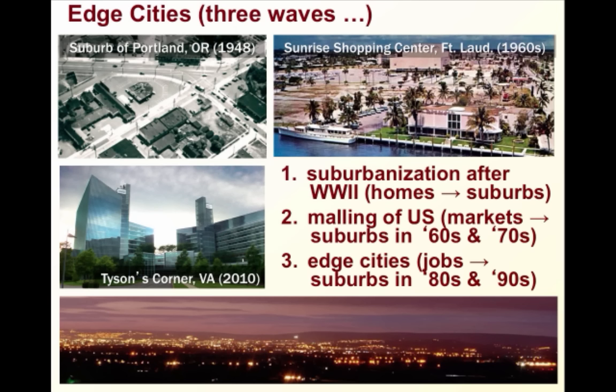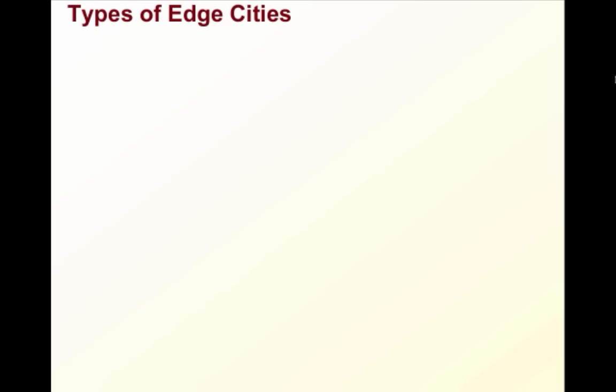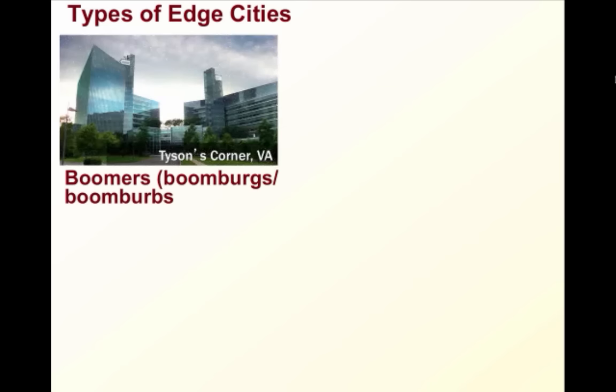When you started to move more towards tertiary activities, away from more secondary, edge cities became much more viable. Tertiary jobs can be located in many more places than secondary or certainly primary. And of course, this was taking place in the 1980s and 1990s. And to conclude, there are three different types of edge cities you should know about. The most common type are the boomers, also known as boomburgs or boomburbs. These are the ones that have developed incrementally around a shopping mall or highway interchange, which reflects the Galactic City model.